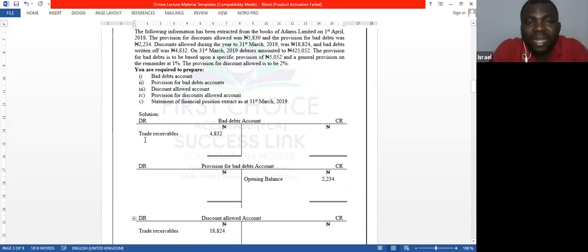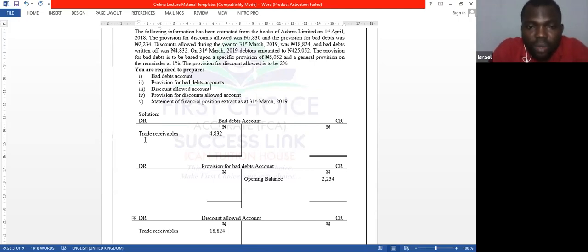Now, the provision for bad debt is to be based on a specific provision of 5,052. That's the provision that I'm making, and a general provision on the remainder at 1%. So on the remainder, it means the trade receivable control account minus the bad debt minus the discount allowed minus the specific provision, then you find 1% of the result to give you the total amount of provision that you are making in year 2019.